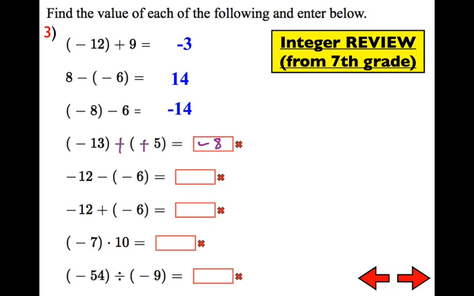The next one, negative 12 minus negative 6. Add the opposite, so that is equivalent to negative 12 plus 6. Much like the previous problem, we have more negatives than positives, which makes the answer to this negative. And we have 12 negatives and only 6 positives. Since we have 6 more negatives than positives, the answer there is negative 6.